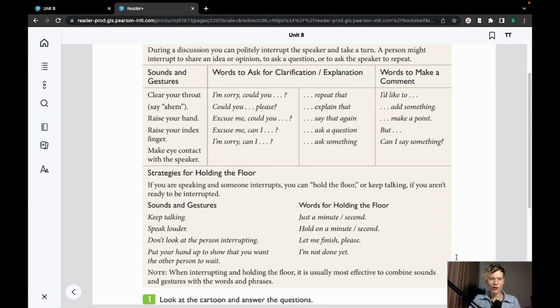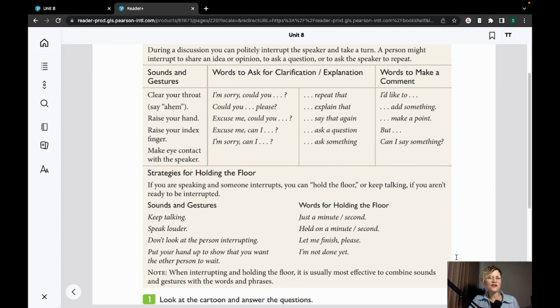If it comes to words to ask for clarification or explanation, it could be, "I'm sorry, could you repeat that?" Or "Could you explain that, please?" Or "Excuse me, could you say that again?" "Excuse me, can I ask a question?" Or "I'm sorry, can I ask something?" Those are ways that you could formulate to ask for clarification or explanation.